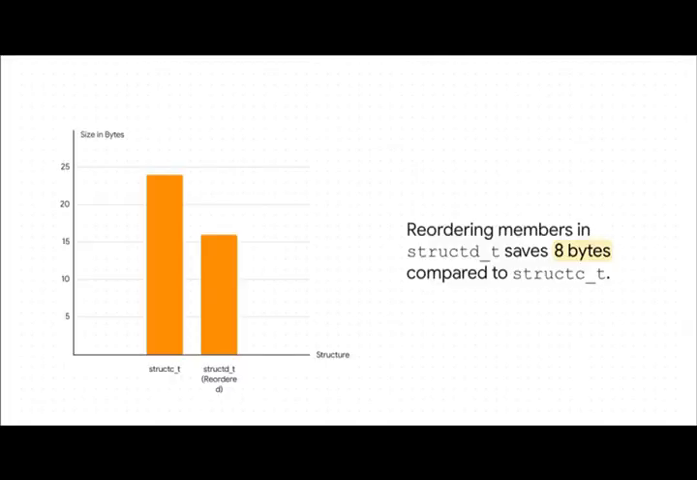And this chart really says it all. In struct DT, all we did was move the double to the front, followed by the int, and then the char. That one simple change saved us 8 bytes. That's a 33% reduction in memory. For free! All you had to do is change the order of a few lines of code.